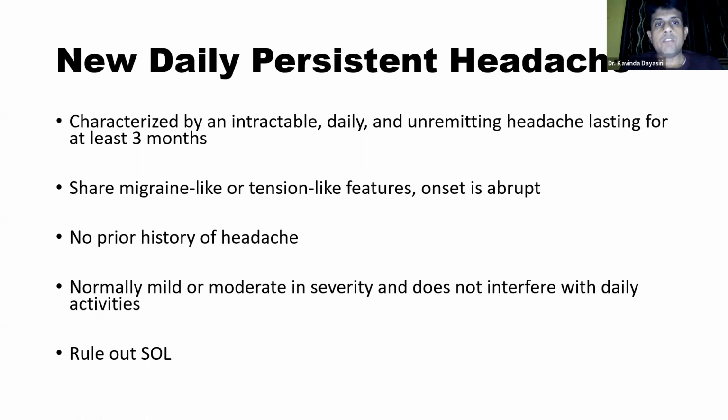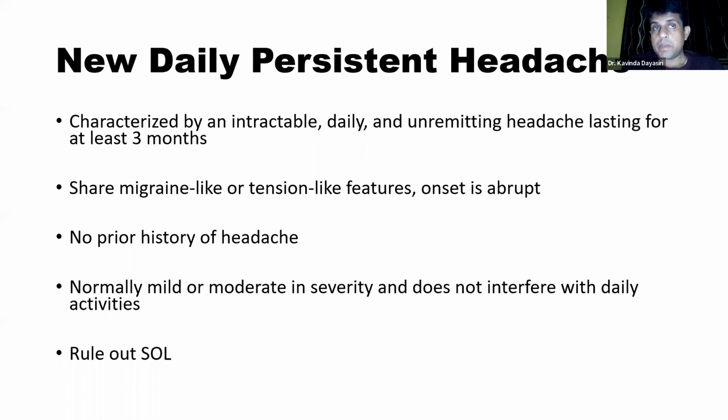New daily persistent headache is another differential diagnosis of chronic persistent headache, but we should differentiate it from migraine and tension headache. It is defined by the presence of an intractable, daily and unremitting headache, meaning it is never relieved, lasting for at least 3 months. It is of abrupt onset, and most of these children do not report having had headaches in the past. However, it can share features of both migraine and tension-type headache. The intensity is usually mild to moderate, so children can function despite having the headache.